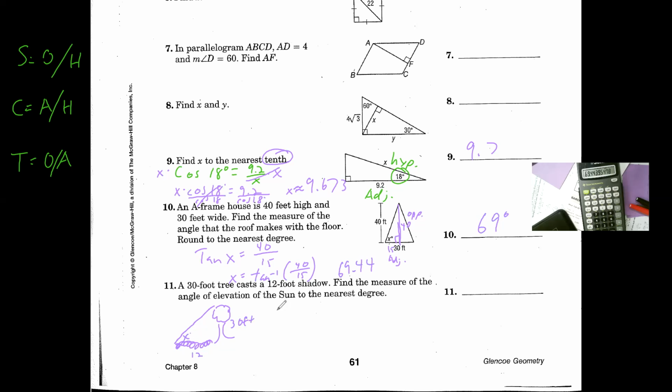They want angle of elevation. This is going to be opposite and adjacent. So we're using tangent again. Tangent of x equals 30 over 12. This is almost exactly the same as the last problem. We're doing inverse tangent of 30 over 12. And when we do that, we plug it into the calculator. 30 over 12 inverse tangent. That's going to give us 68.1985. They said to the nearest degree, so 68 degrees.